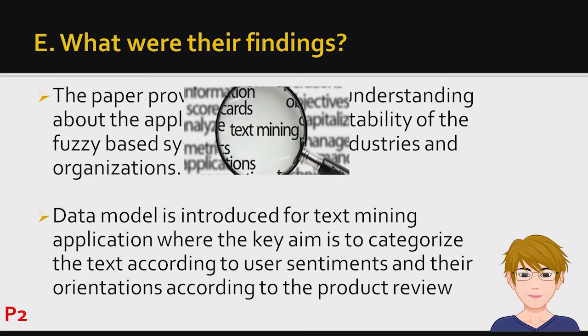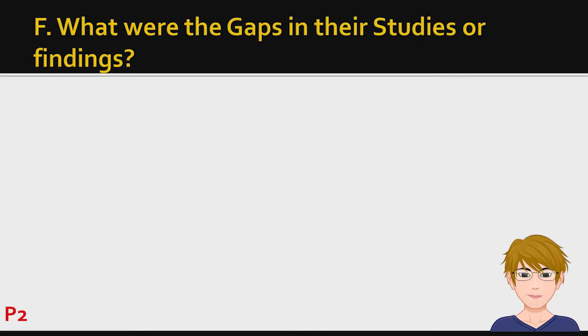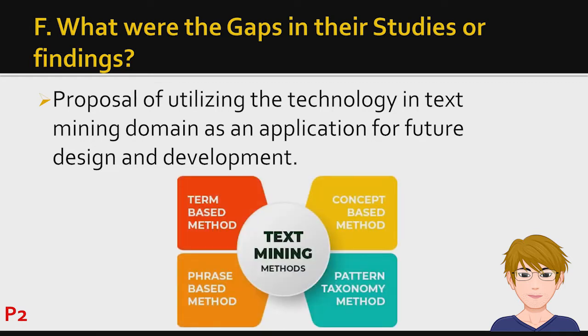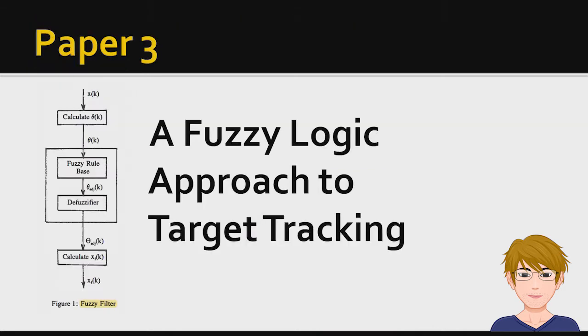Another is that a data model is introduced for text mining applications where the key aim is to categorize text according to user sentiments and their orientations according to product reviews. What were the gaps in their studies and findings? One is a proposal of utilizing the technology in the text mining domain as an application for future design and development. So let's proceed to paper number 3, A Fuzzy Logic Approach to Target Tracking.